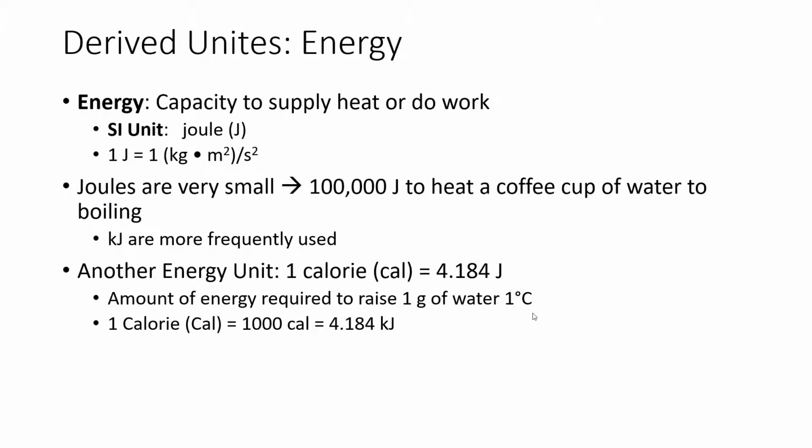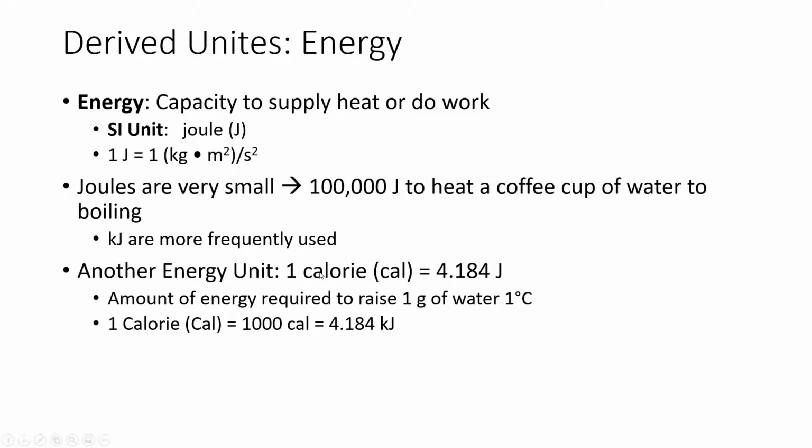The next derived unit is energy. Energy is defined as the capacity to supply heat or do work. The SI unit for energy is the joule. One joule is equal to a kilogram times meter squared over second squared. You can see that's kind of a cumbersome unit. Joules are very small. For example, it takes 100,000 joules to heat up a cup of water to boiling. And so kilojoules are much more frequently used. That's a joule times 1,000.